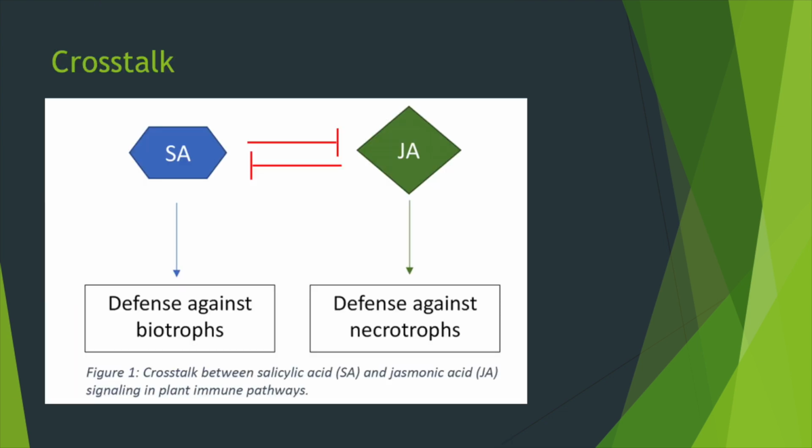So, the salicylic acid pathway, as I mentioned, is mainly for defense against biotrophs, whereas the jasmonic acid pathway is basically preventing the attack of necrotrophic pathogens, and these together have crosstalk.